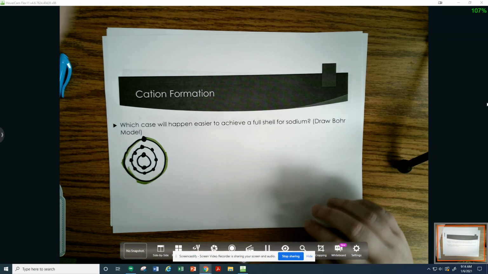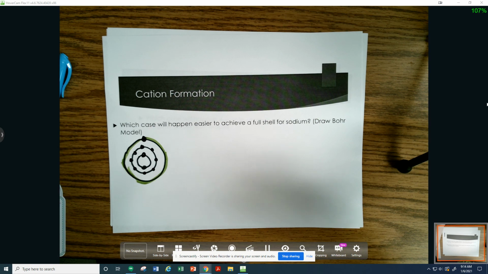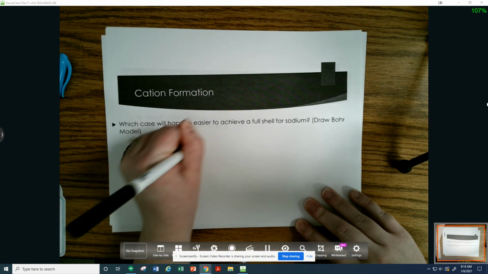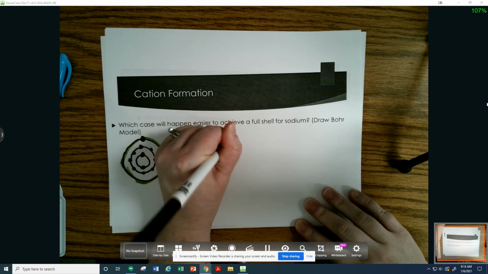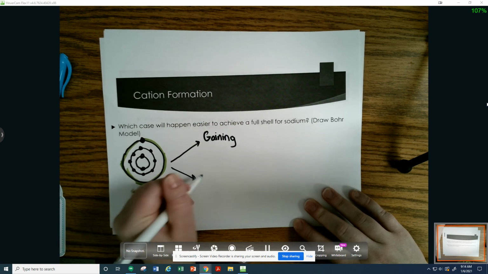The next question then is, for sodium, it has 2 options. It can go through the process of gaining electrons, or it can go through the process of losing.